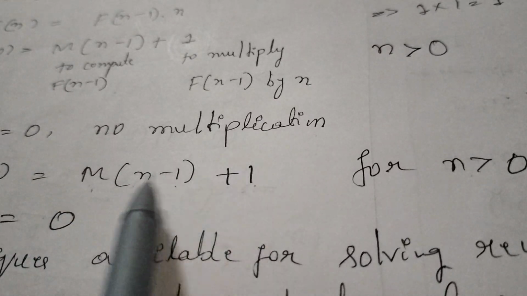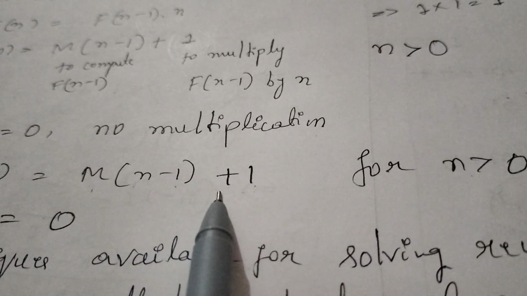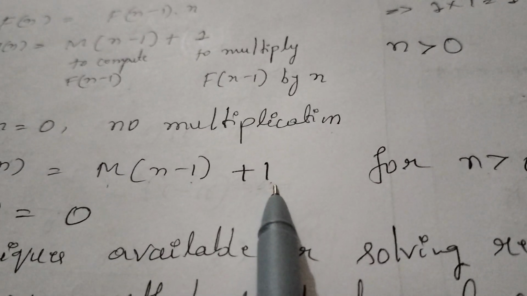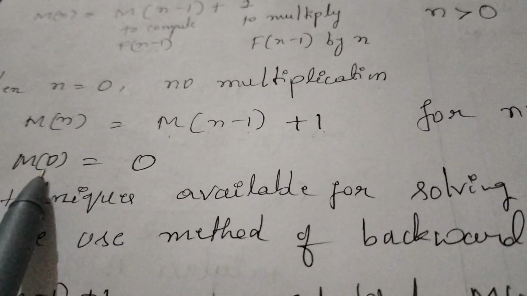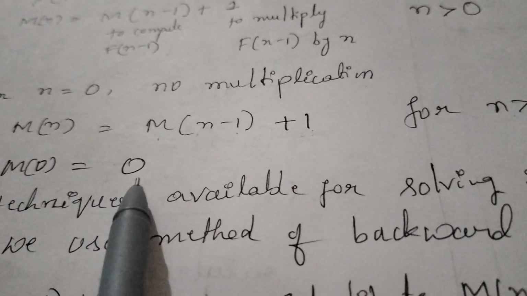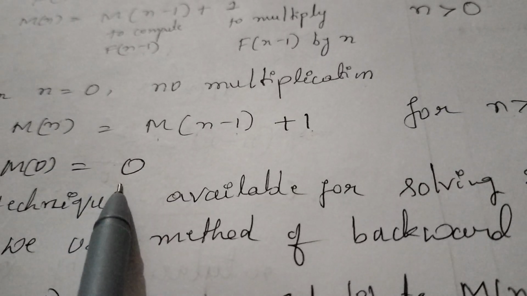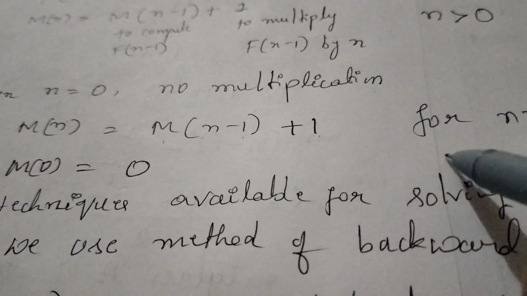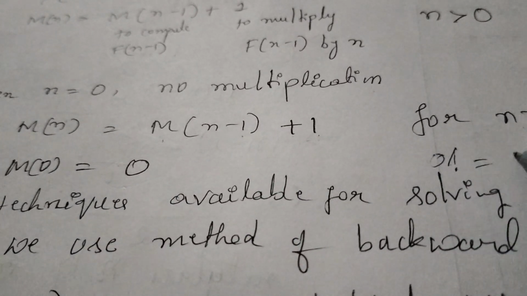1 for n minus 1 will be multiplied with n only one time. That's why we have put 1 here. Okay. What is m of 0? When n value is 0, we perform 0 multiplication. Okay. So n factorial is 1.